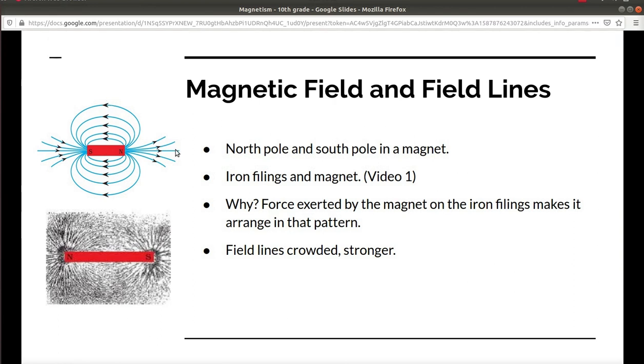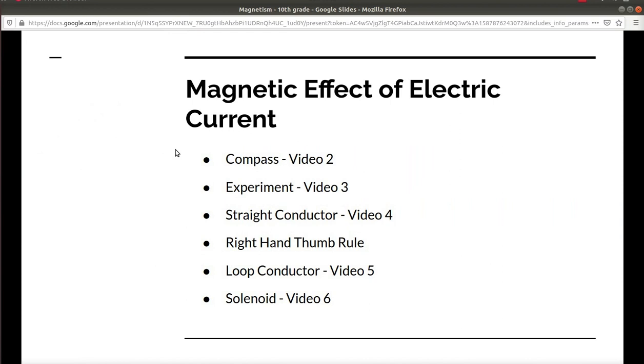Alright, moving on. So now we will look at the magnetic effect of electric current. Okay, but before that we have to first look at what a compass is. Let us see how a compass works. These are a few of the videos that we will see.